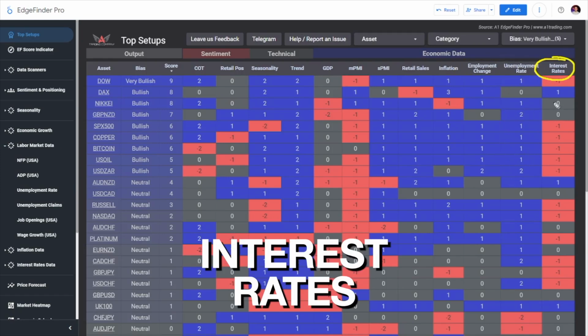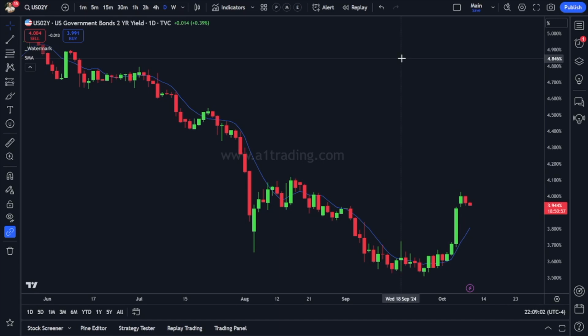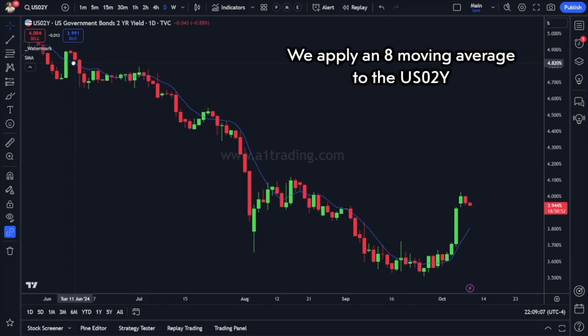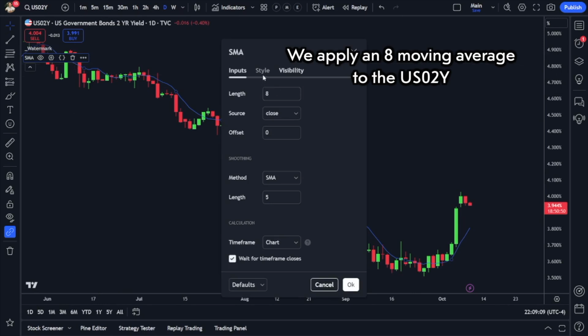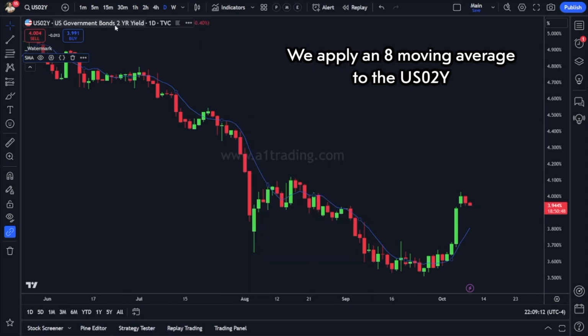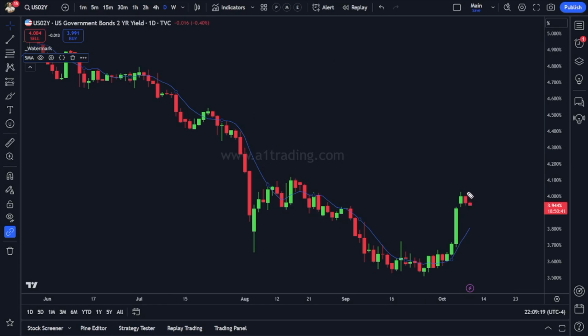Finally, interest rates are something that we calculate, and the easiest way to show this is actually using a technical chart. So for the interest rate section, it's relatively simple how we score it. We apply an 8-period simple moving average to the 2-year Treasury yield from the US government. And what we do here is we basically just say, if the price action of the 2-year yield is rising above the 8-day moving average, we consider that bullish or bearish for each instrument respectively.